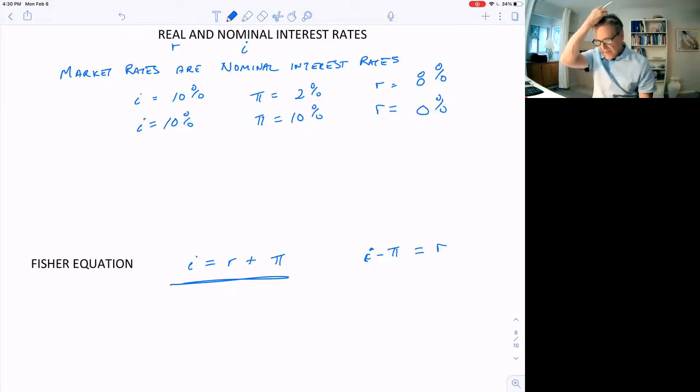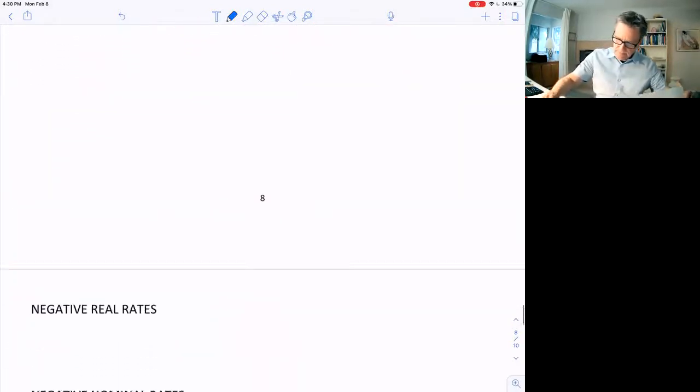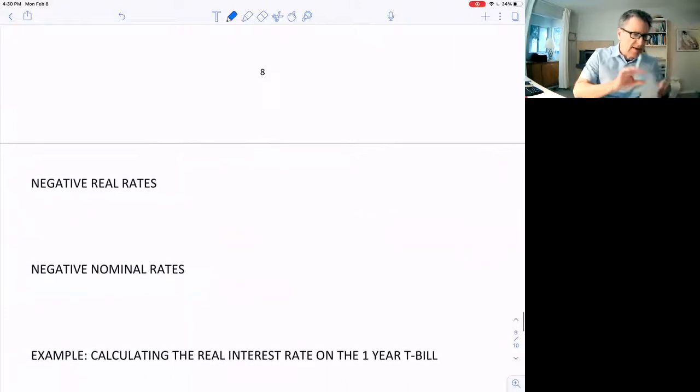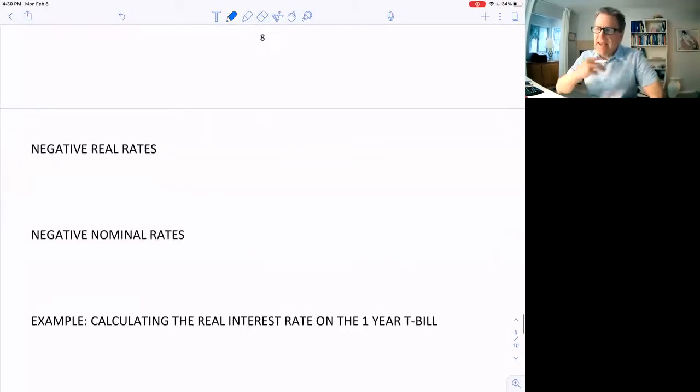Now, I said if the inflation rate was higher than the nominal rate, then we would have a negative real rate. It's possible to have negative real rates. And it's also possible to have negative nominal rates, both of them.